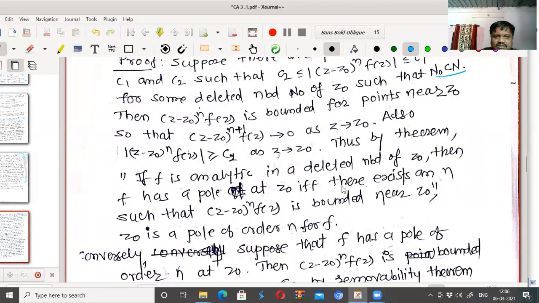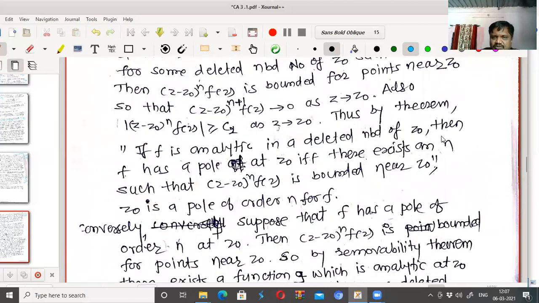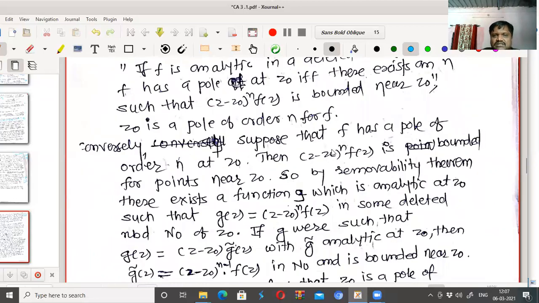Thus, by the theorem, if f is analytic in a deleted neighborhood of z0, then f has a pole at z0 if and only if there exists an n such that this is bounded near z0. Thus, z0 is a pole of order n for f. This is applicable. Conversely, suppose that f has a pole of order n at z0. Then (z minus z0) to the power n times f of z is bounded for points near z0.